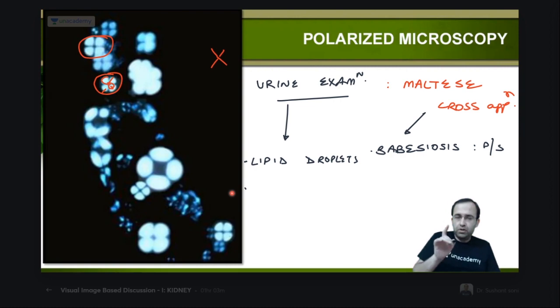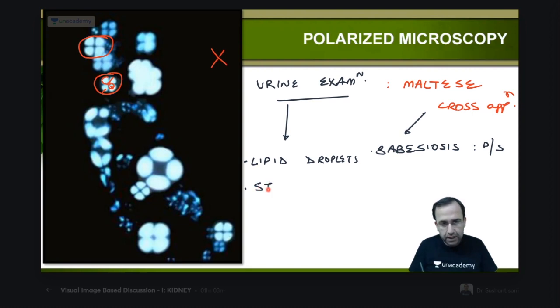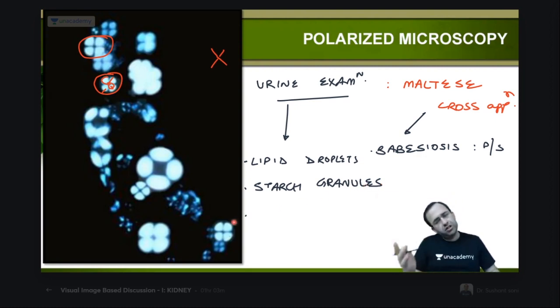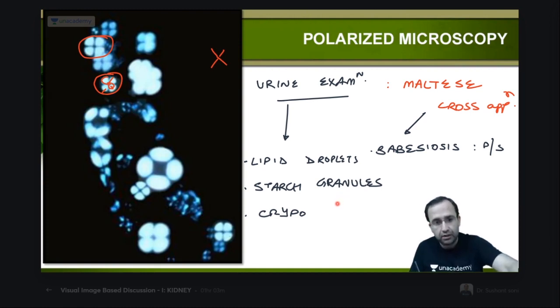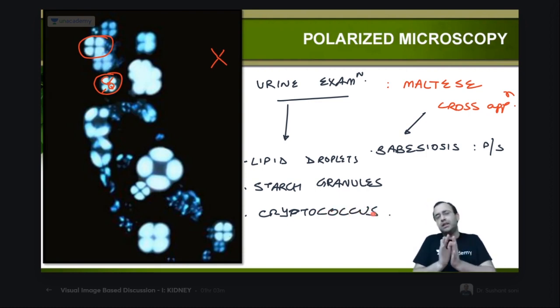Next point, you see the presence of Maltese cross sign under polarizing microscope in lipid droplets, starch granules. Next, it is mainly associated with two main fungal infections. Fabry's, I agree, but rare, so I'm not writing this here. It is associated with the main fungus, that is Cryptococcus. Good. It is associated with Cryptococcus neoformans. So these are the diseases associated with Maltese cross sign.